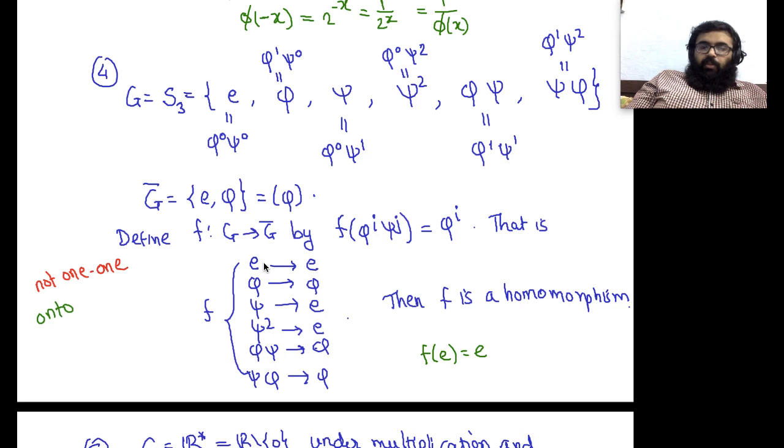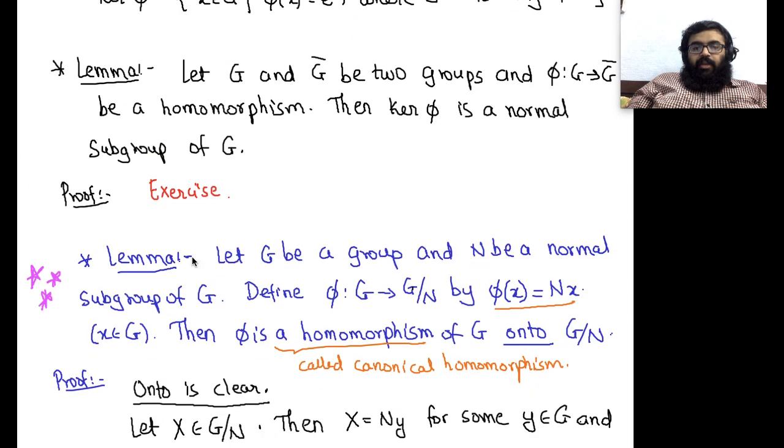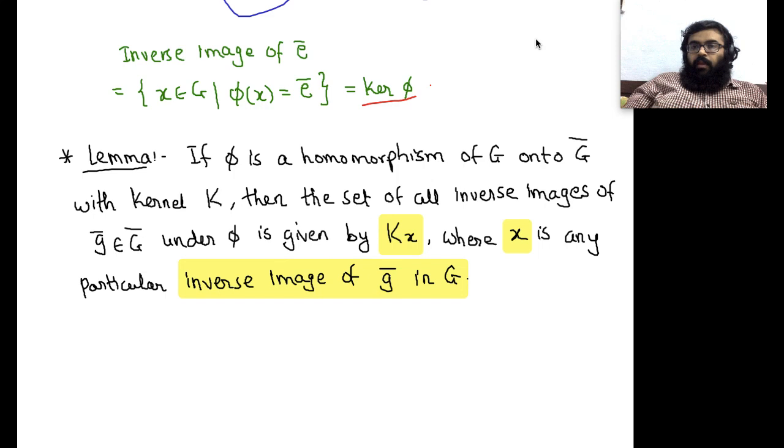So what is this homomorphism? I'm just going to write it at the bottom where we stopped. f of phi power i psi power j equals phi power i in S3. Ignore psi power j. Whatever phi power is there, that is the image. So I'm writing the homomorphism here.